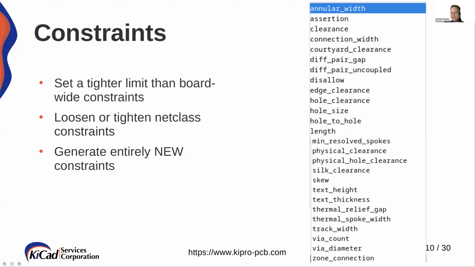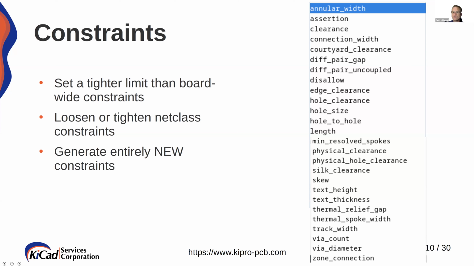Each of these here on the list, annular width, clearance constraints, connection width, courtyard, all of these elements in the list on the right are different elements that can be constrained. And this list is for version 8. You will find a much longer list now for version 9 coming out in February. So look for that. All of these individual constraints are documented on docs.kicad.org.